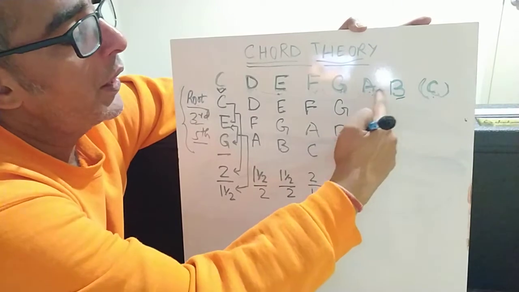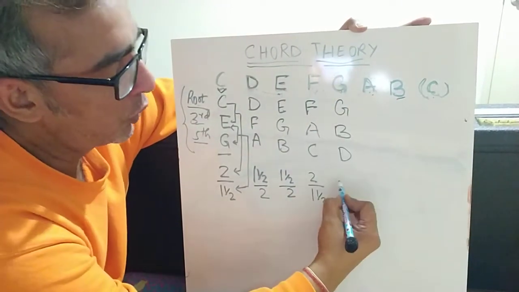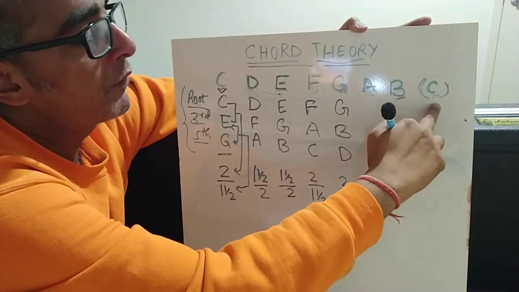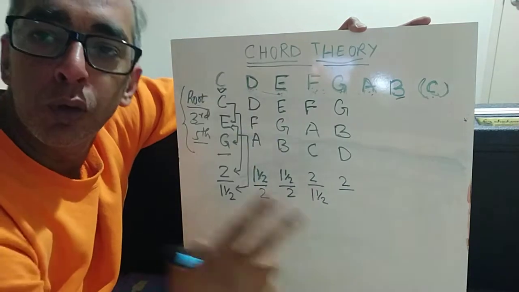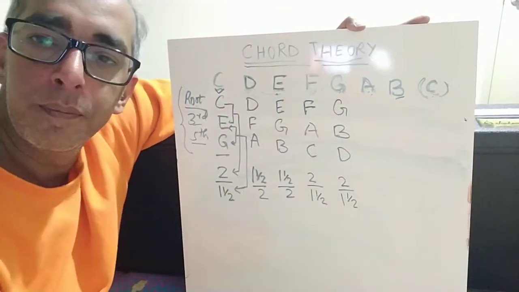Distance, G and A and B: between them is a whole step and a whole step, so 2. B and C is a half step, C and D is a whole step, so 1.5. So 2 over 1.5. Okay?